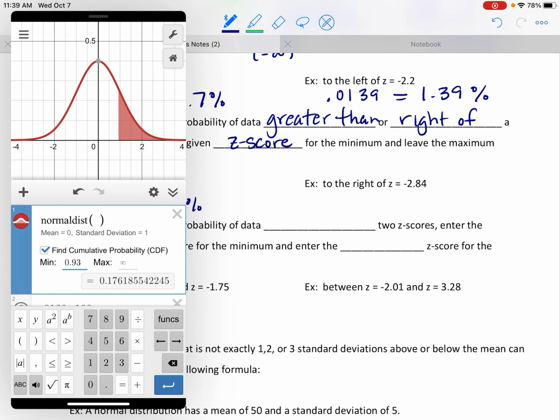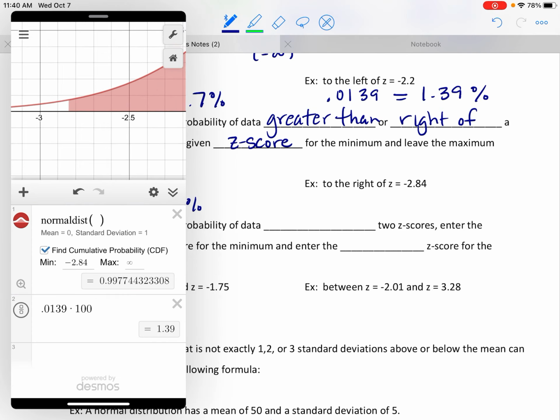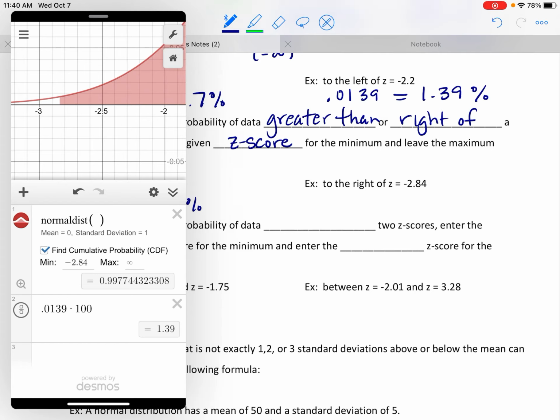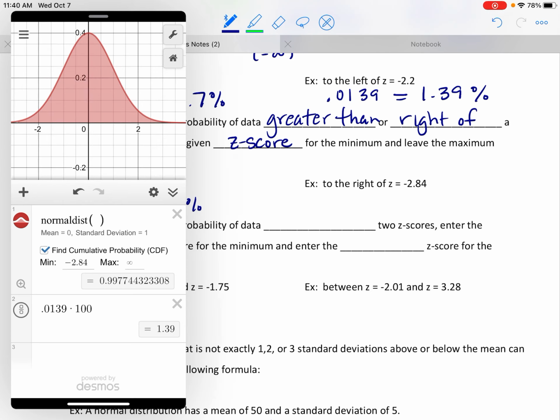And then how about negative 2.84? That's going to be big this time because that's way to the left. Negative 2.84 is almost all of it, right? Negative 2.84 is way over here. We can't even see it. How much is to the right of that? It almost looks like everything is shaded. If we zoom in a little bit, you can see the negative 2.84 is the cutoff. There's only a tiny little sliver that's not to the right of that value. And that's why our percentage is so high.